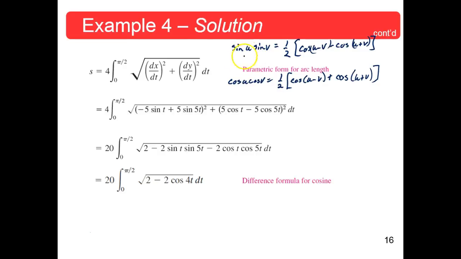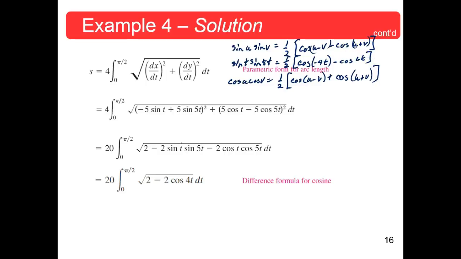Okay? So, what we're plugging in is this right here. Sine t sine 5t will be 1/2 times the cosine of u minus v, that would be t minus 5t, would be a minus 4t. Everybody agree? Or not? Okay. Minus the cosine of u plus v, and that would be t plus 5t, so that would be 6t.